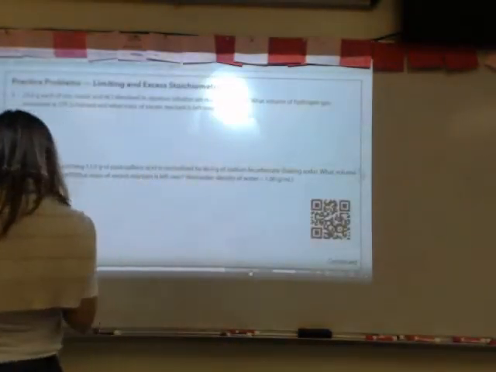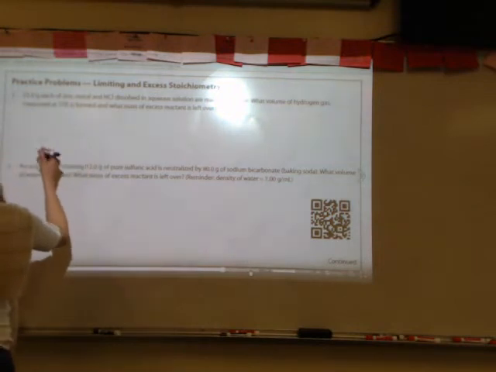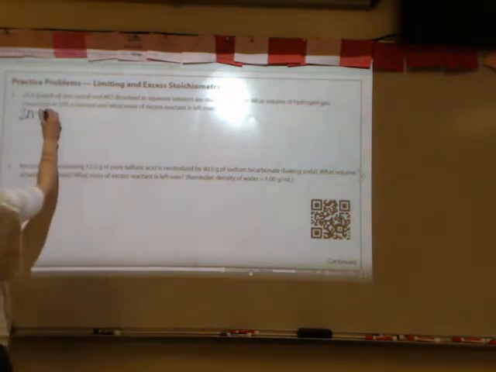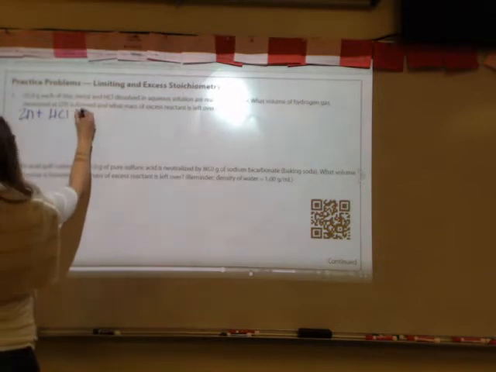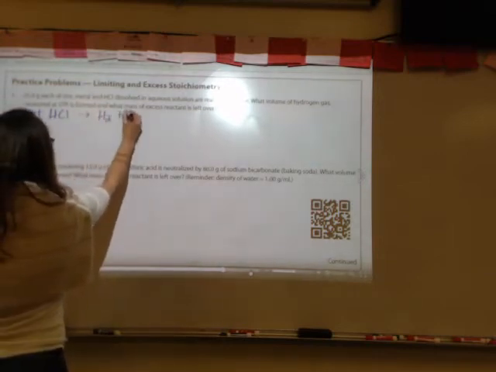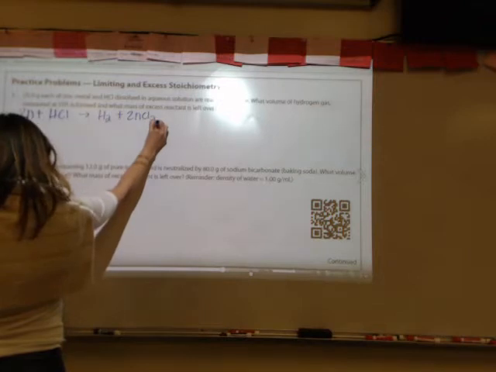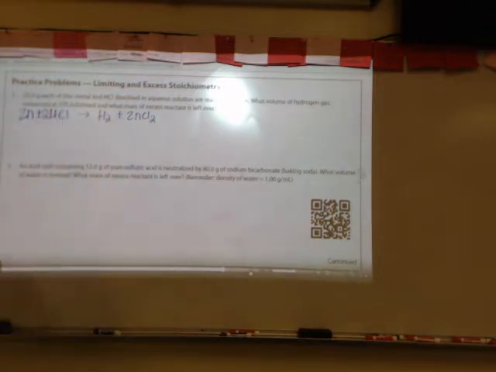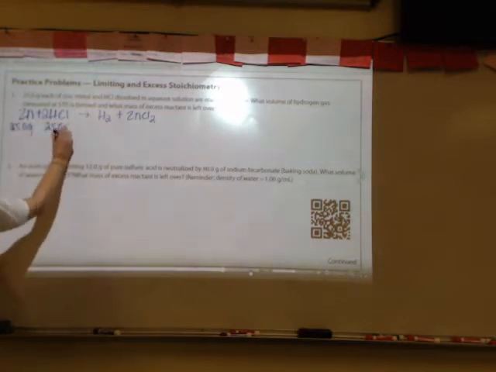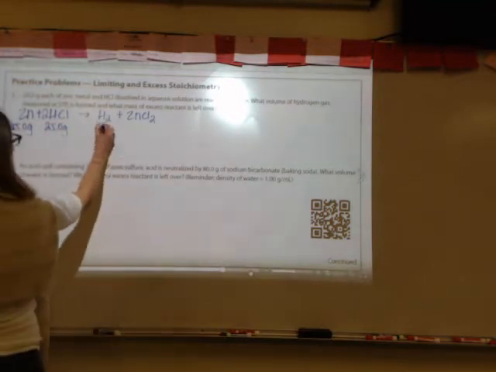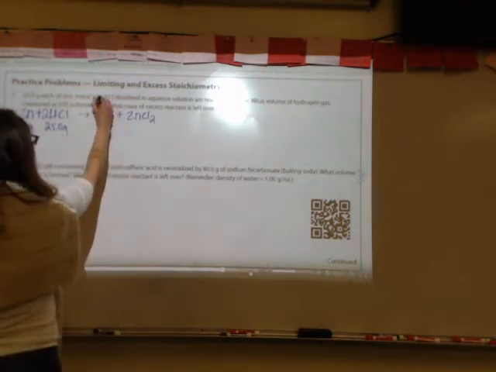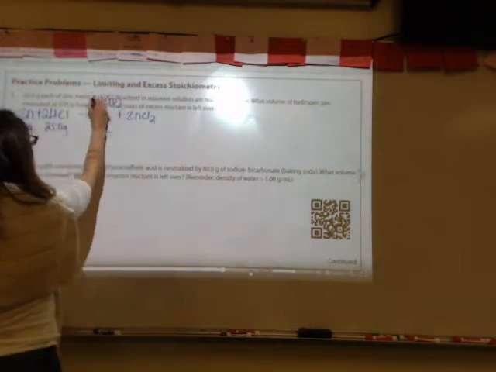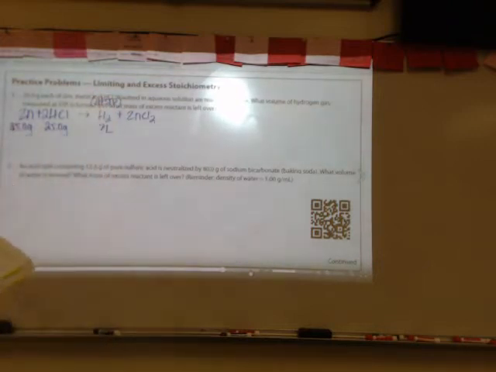It says we have 25 grams of zinc metal reacting with hydrochloric acid. You're going to produce hydrogen gas and zinc chloride. This is your balanced chemical reaction. If I have 25 grams of zinc and I have 25 grams of hydrochloric acid, what volume of hydrogen gas at STP is formed and what mass of excess reactant is left over?